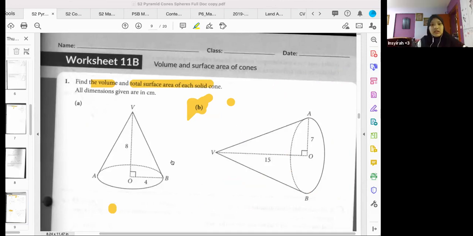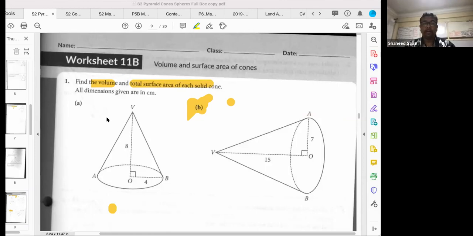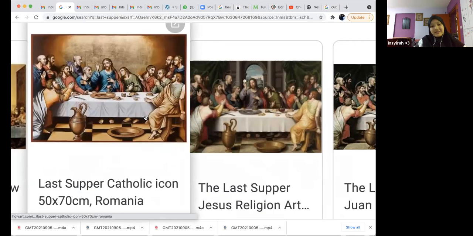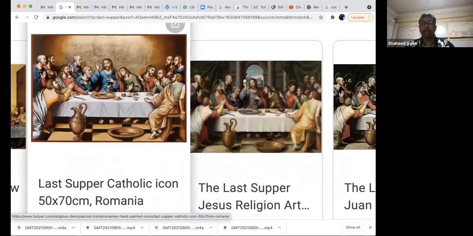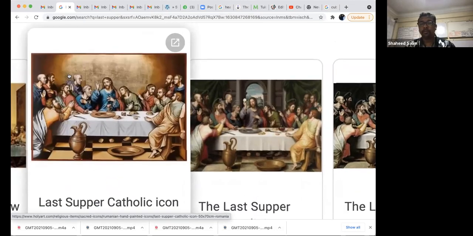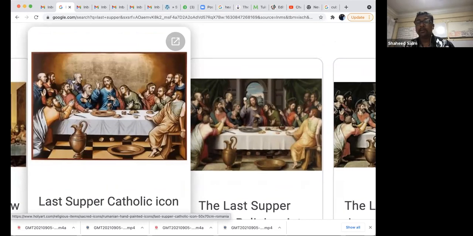We cannot see anything. You cannot see anything? Only can see the workbook question. Now this one, can see? Can see, okay. Have you seen this picture? Yes. This is the Last Supper.